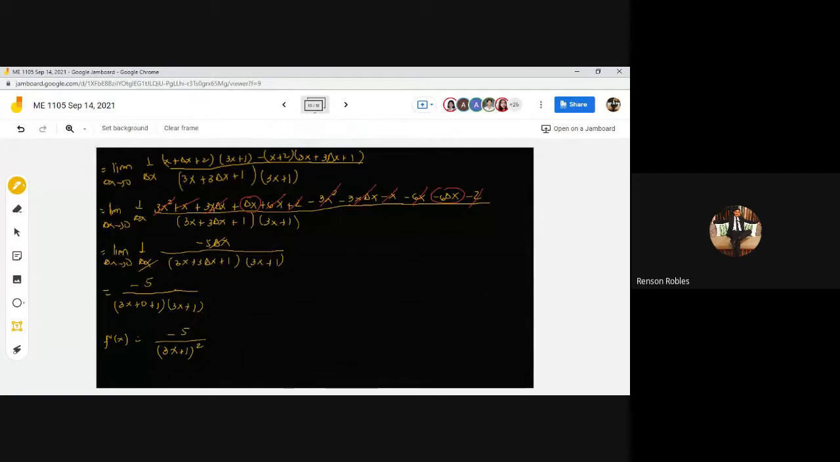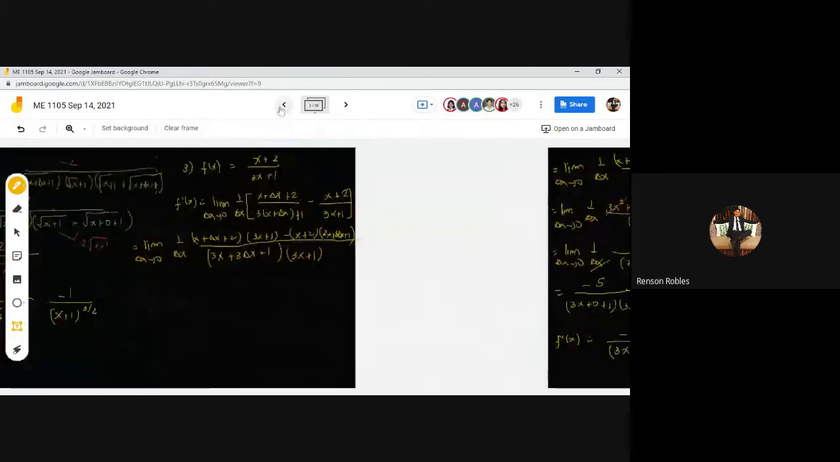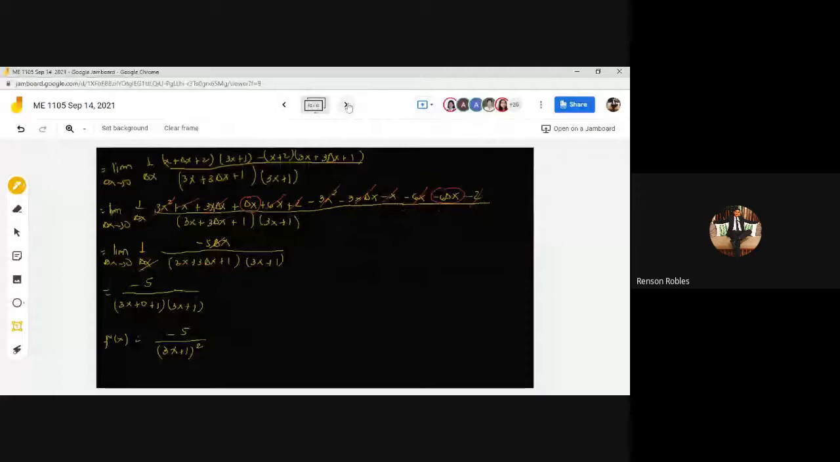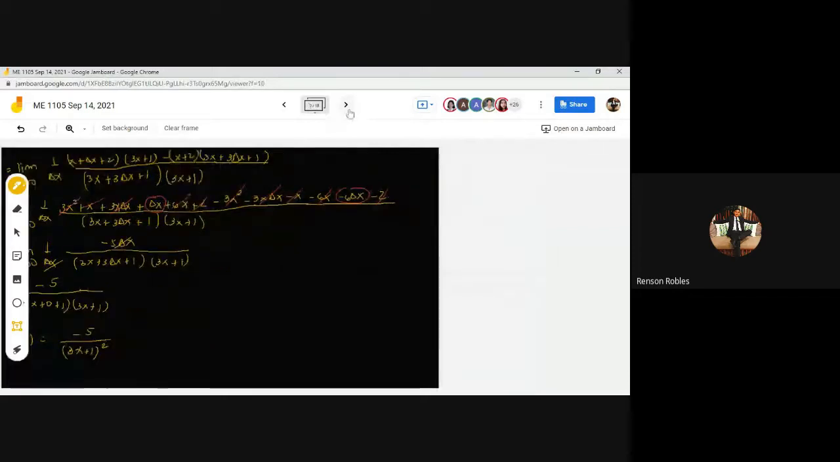Right? Oh, yeah. It's negative 5 over 3x plus 1 squared. Okay? Question, clarification? One more before we proceed with the formulas.